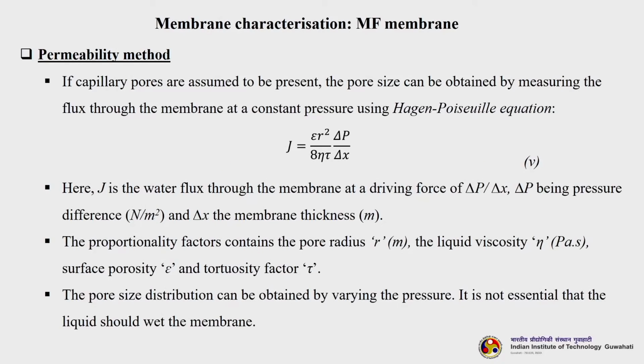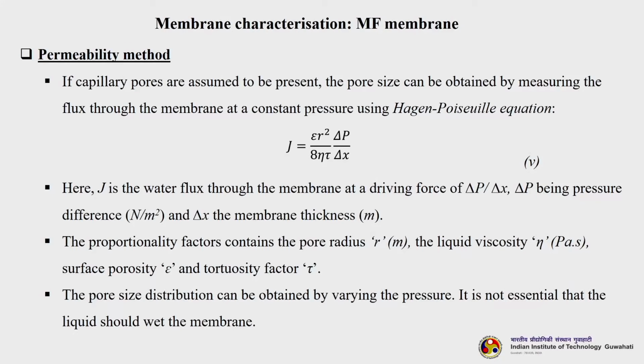The next method that we are going to discuss is the permeability method. This is again one of the most important methods for characterization of our microfiltration membranes. If capillary pores are assumed to be present, the pore size can be obtained by measuring flux through the membrane at a constant pressure using the Hagen-Poiseuille equation.